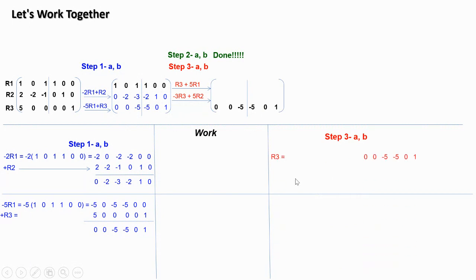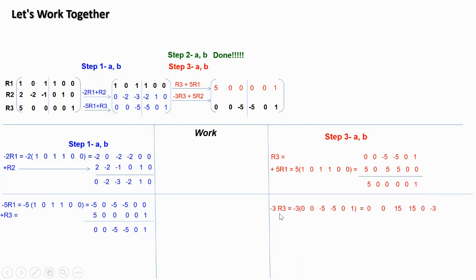So row 3 plus 5 times row 1, right? So this is 5 and this is my row 1 here, the 1, 0, 1, 1, 0, 0. I got it from here. After I distribute, it's going to give us 5, 0, 5, 5, 0, 0. After we do the operation, it's going to give us 5, 0, 0, 0, 0, 1. So that's my new row 1.